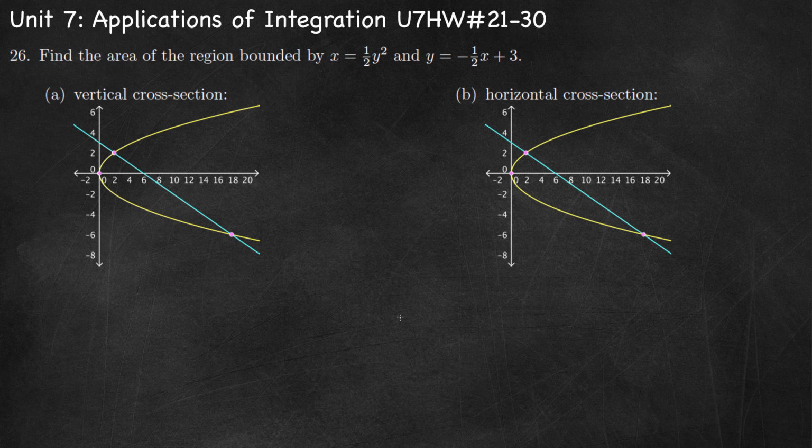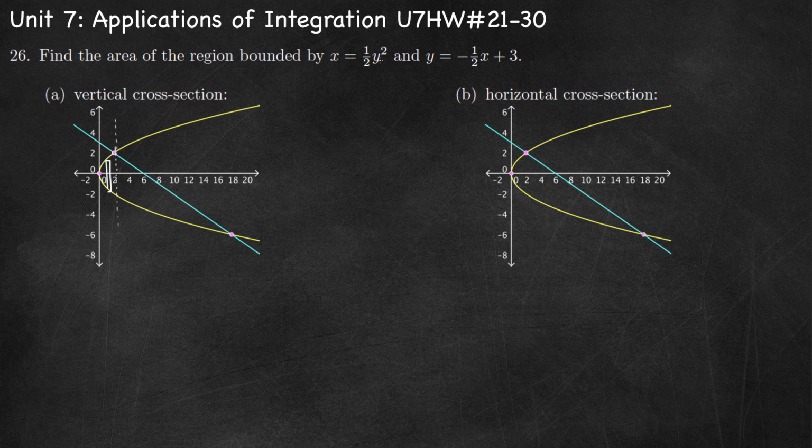(26) Find the area of the region bounded by x equals 1/2 y squared and y equals -1/2 x plus 3. Vertical cross sections. So this is another one where this is just a bad idea. Bad idea to try this using a vertical cross section because we have to use 2 integrals, which by itself isn't really a big deal. But over here, when we try and do top minus bottom, it's the same function on the top and the bottom.